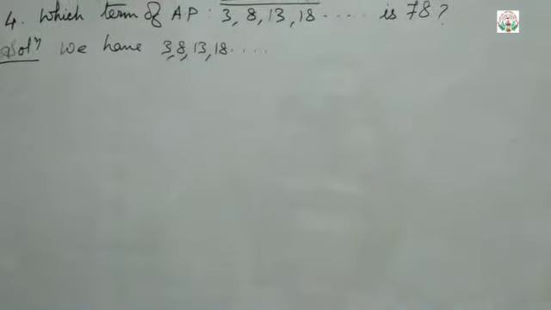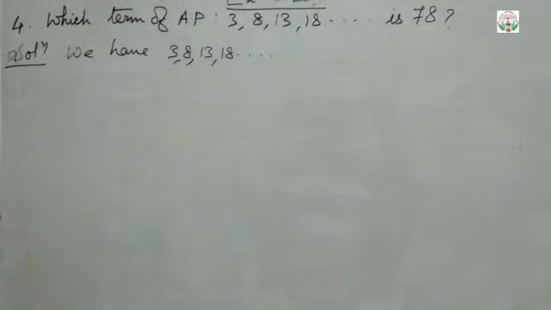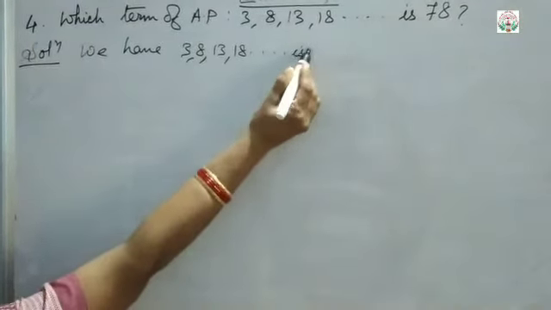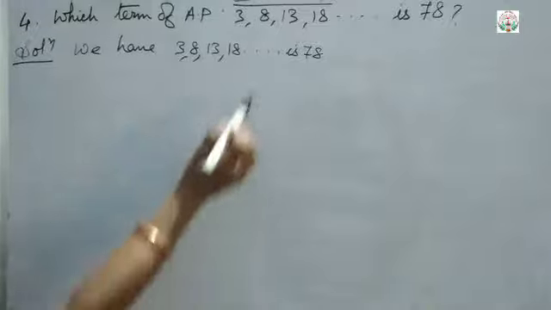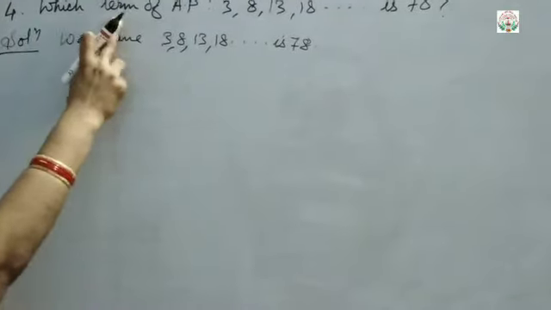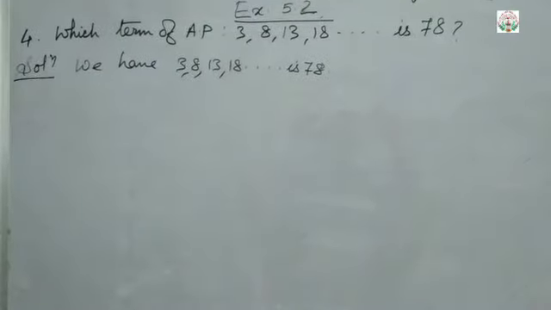Which type of series is it? Which type of AP? That is an infinite series, or infinite AP. Is 78 — which term is it asked? That means n is not known to us. We have to find what?